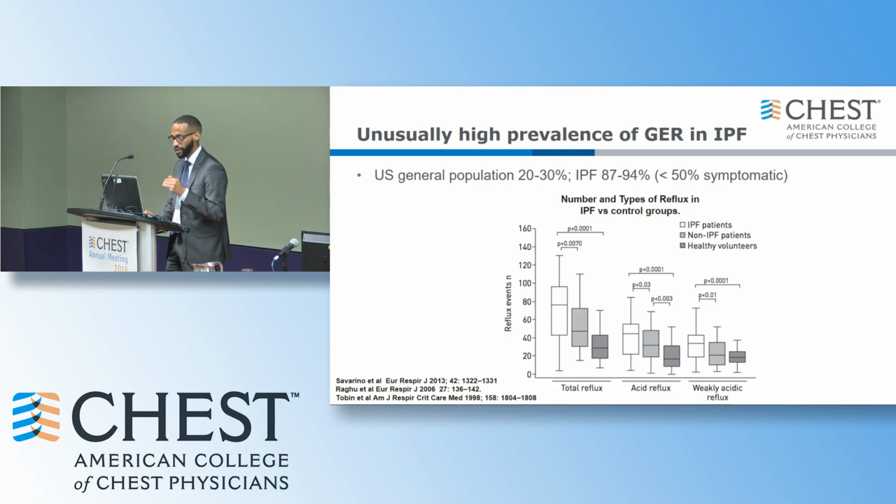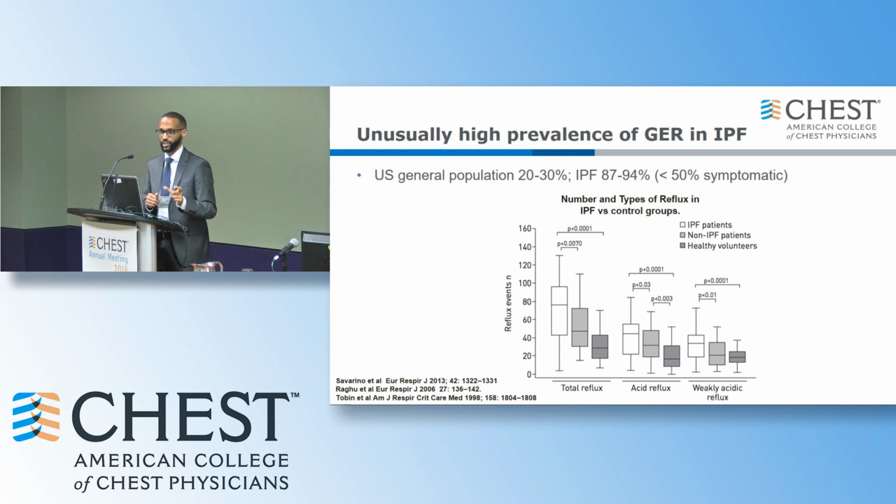This is my favorite prospective observational study of GER in IPF patients. In each cluster, the white is IPF, light gray is non-IPF ILD, and the dark gray is healthy controls. In the first cluster, total reflux is on the x-axis, and then acidic and weakly acidic reflux. On the y-axis, what you see is the number of reflux events.